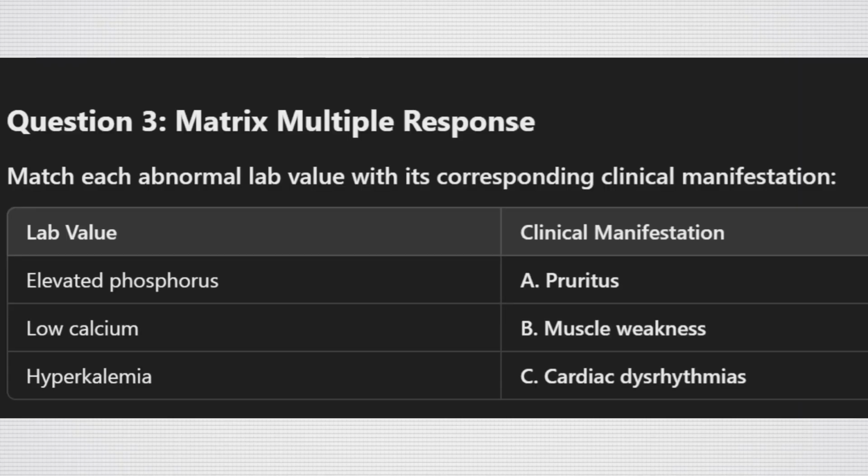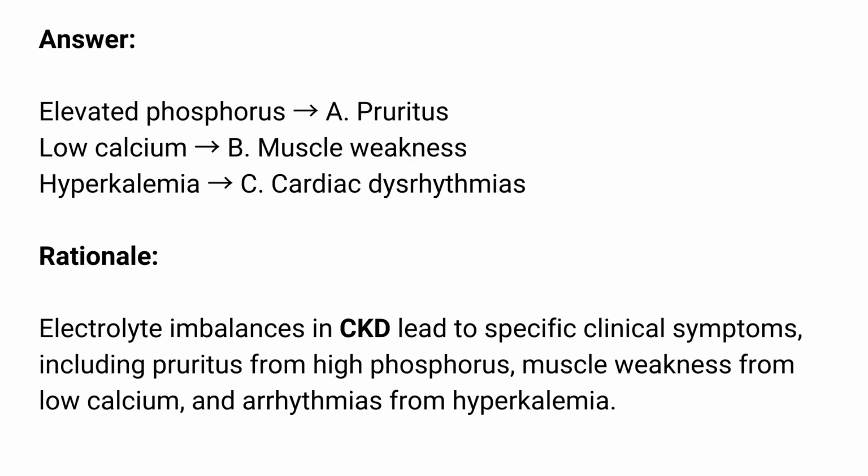Question 3. Matrix, multiple response. Match each abnormal lab value with its corresponding clinical manifestation. Lab value, clinical manifestation. Answer: elevated phosphorus will be A. Pruritus. Low calcium will be B. Muscle weakness. Hyperkalemia will be C. Cardiac dysrhythmias. Rationale: these lab findings directly correlate to common CKD symptoms caused by electrolyte imbalances and poor kidney function.